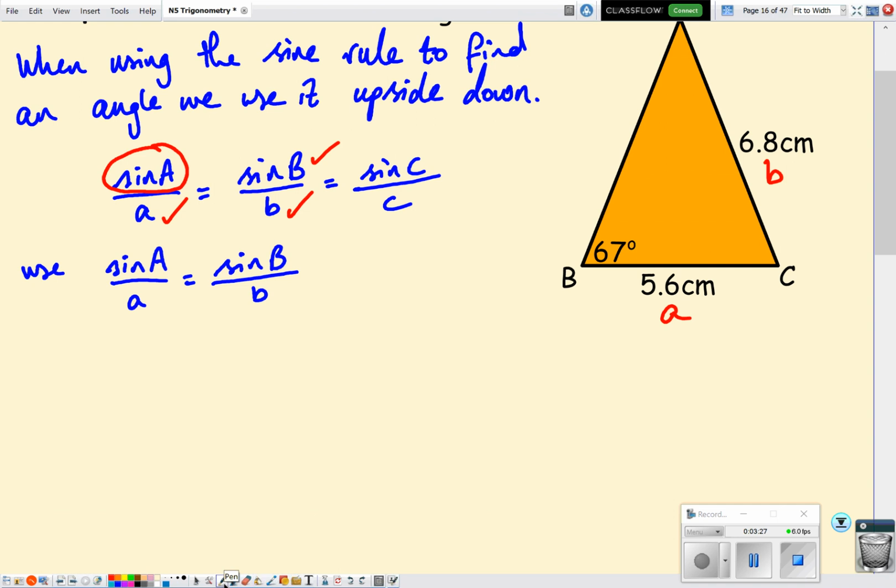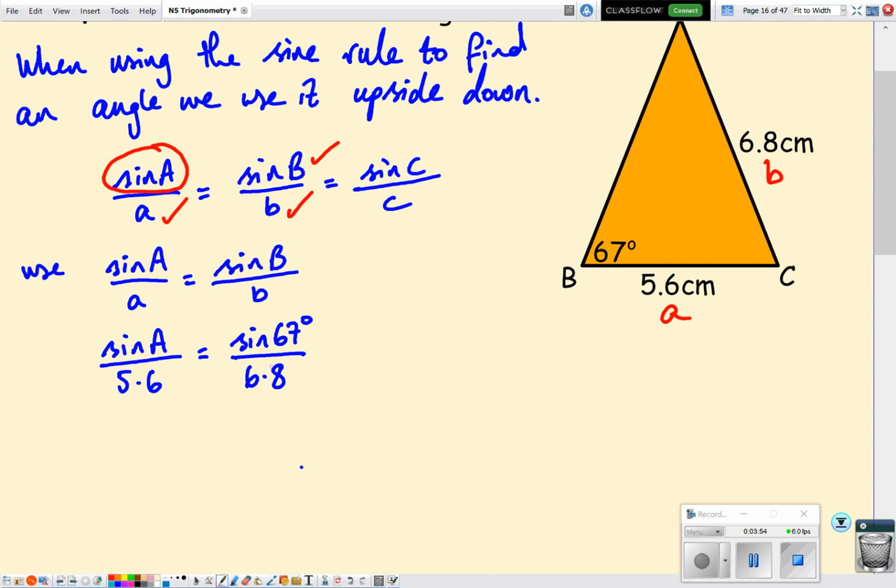Now let's sub in what we know. Sine A obviously we don't know. a is 5.6, equal to sine B, so that's sine 67. And make sure you do put in that it's sine 67, not 67. That's quite a common mistake. Over 6.8.